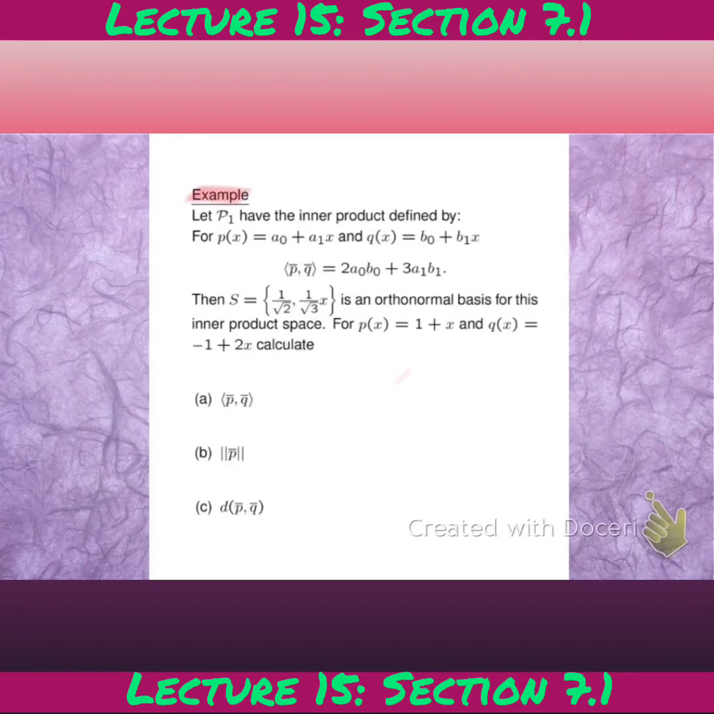Right, so this example is just to illustrate it quickly. Let P1 have its inner product defined by the following. What you do is you take p(x) and you take q(x). Remember, P1 is the set of all polynomials of degree at most 1. And this is how the inner product works. It takes a0 and multiplies it with b0 and times it by 2, and then adds that to a1 times b1 multiplied by 3. So we say, well, it's given that S is an orthonormal basis for this inner product space. Now we are just asked to calculate the inner product of p and q.